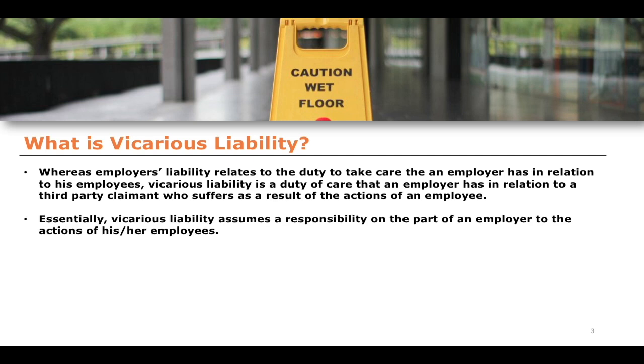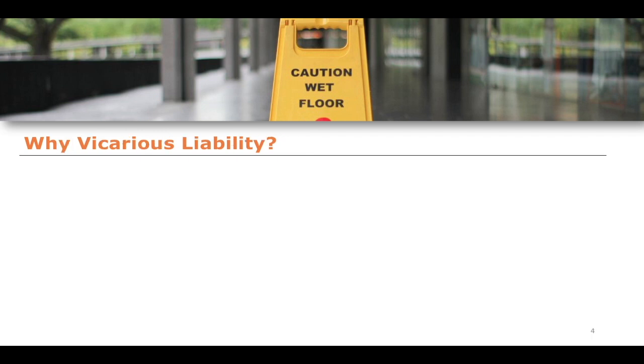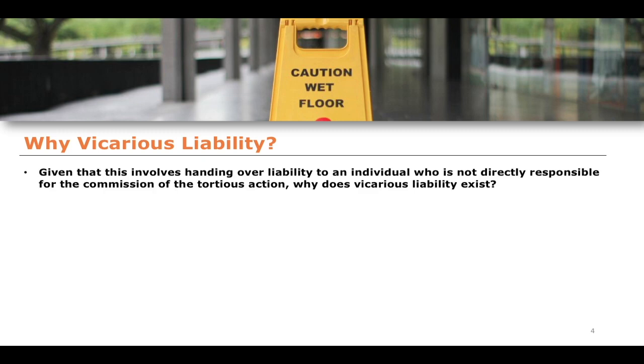So essentially, what vicarious liability does is it assumes a responsibility on the part of an employer to the actions of his or her employees. So why is it vicarious liability? Well, given that this involves essentially handing over liability to an individual who isn't directly responsible for the commission of a tortious action, why is it the case that vicarious liability even exists? Why does vicarious liability exist?